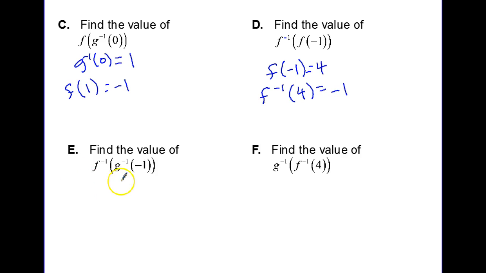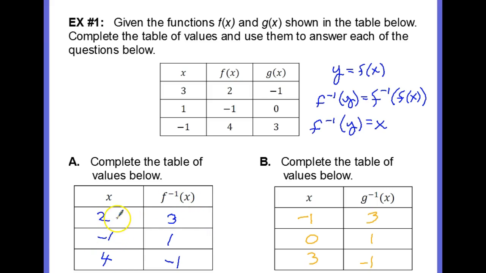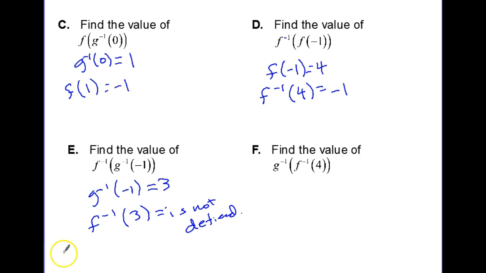So in part E, we're going to begin by finding g inverse of negative 1. So g inverse of negative 1 is equal to, and if you look back at your table on the previous page, g inverse of negative 1 is equal to 3. Now we're going to find f inverse of 3, and f inverse of 3 is not defined. What? F inverse of 3. Notice that 3 is not in the domain for f inverse. And so what that means, therefore, f inverse of g inverse of negative 1 is undefined.